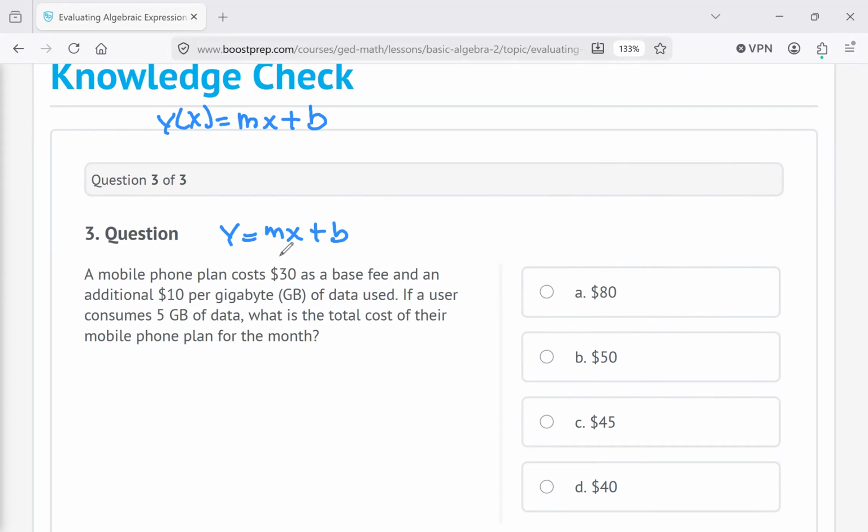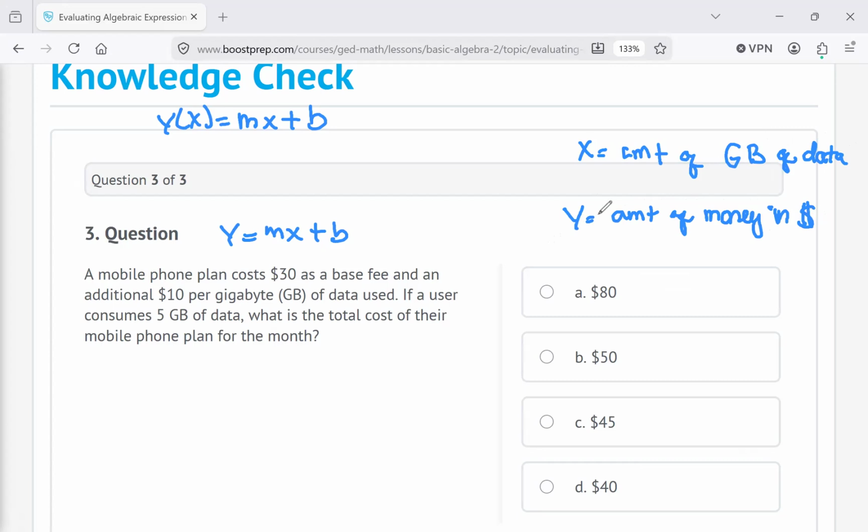So now what I'm going to do is label our variables. What is our x and what is our y? I believe our x is going to be the amount of gigabytes, and our y is going to be the amount of money in dollars, right? Okay. So we know our variables. X is the amount of gigabytes of data. Y is the amount of money in dollars.